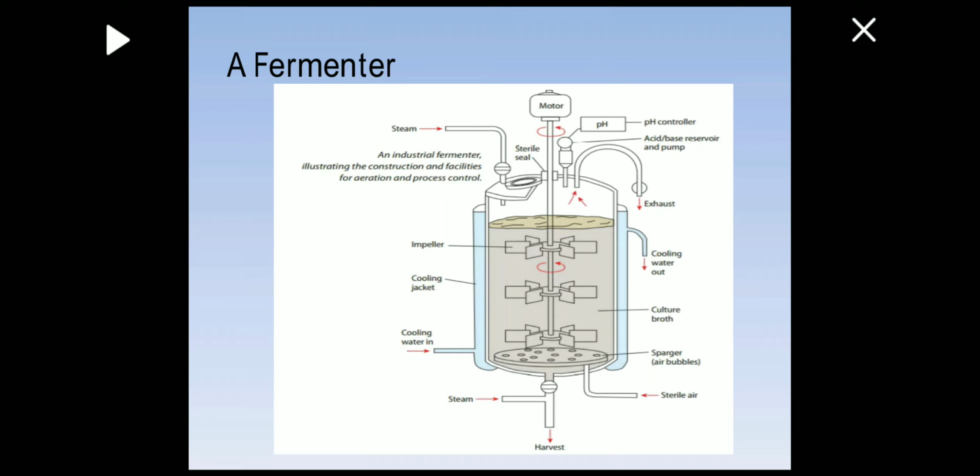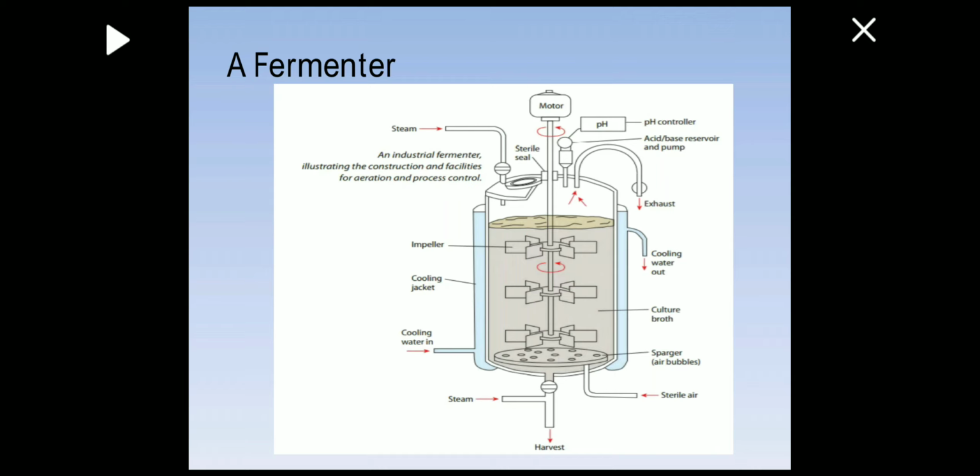Then you have sparger air bubbles. Sterile air means air which is not contaminated but pure, and it is going through the fermentation tank with the help of these sparger air bubbles. When the fermentation process is aerobic, the sterile air is going through this way. And then at the center bottom, you have harvest. When the fermentation process has completed in a week or two, then the harvesting process takes place.